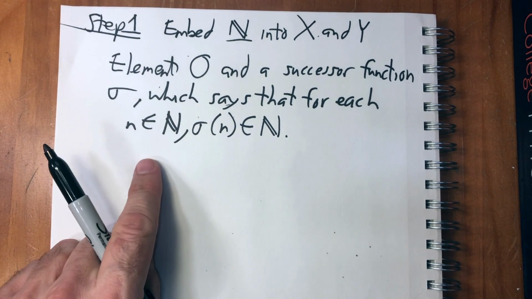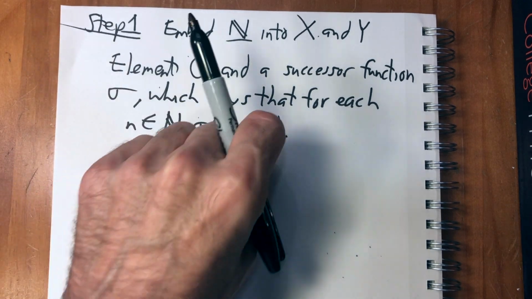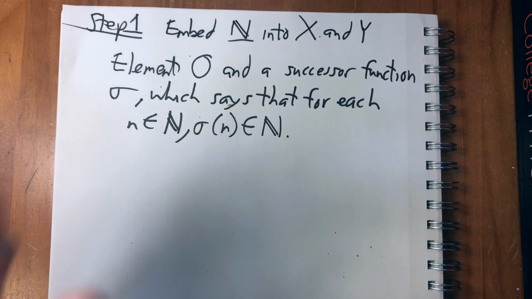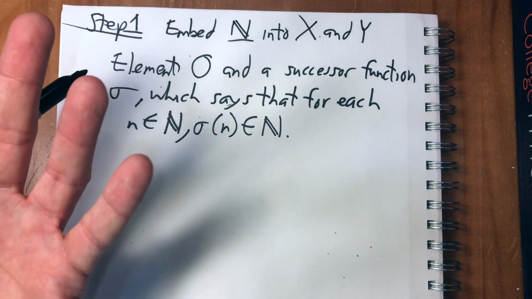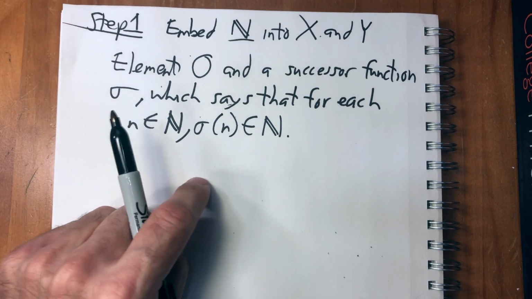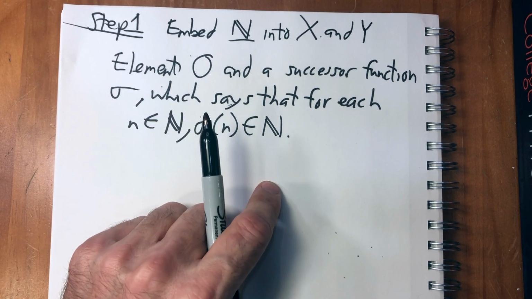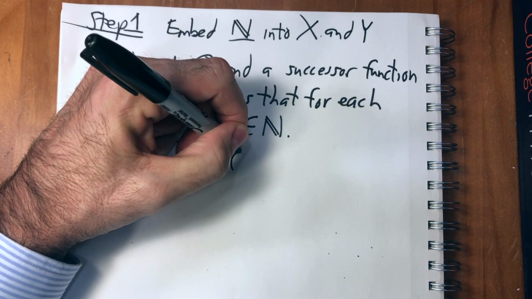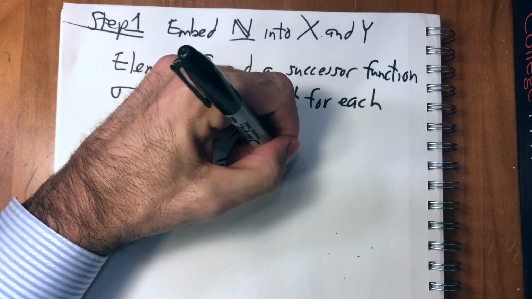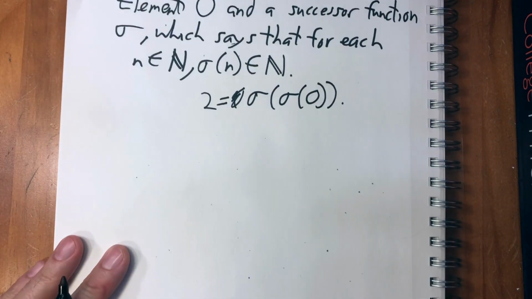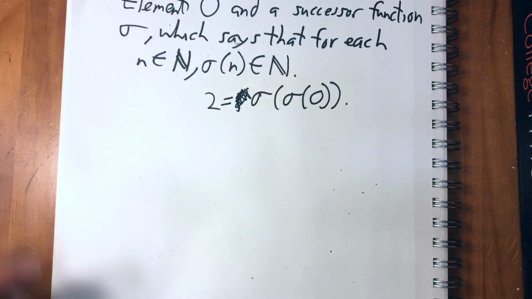So all this says is each number in the natural numbers has a successor. You start at 0, there's the base 0, and then if you put 0 into the successor function, you get 1. You put 1 into the successor function, you get 2. So 2 is then the successor of the successor of 0, and so on. Okay, that's all there is to the natural numbers.